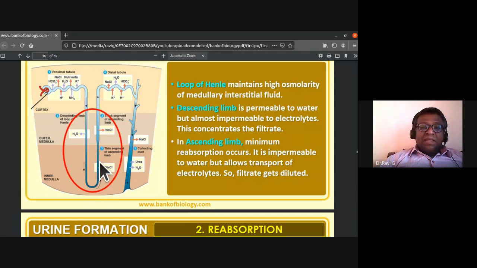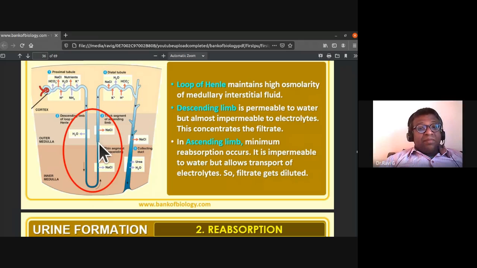In the ascending limb, minimum reabsorption occurs. It is impermeable to water, so it does not allow water to exit, but it allows transport of electrolytes. It is completely opposite in function to the descending limb.